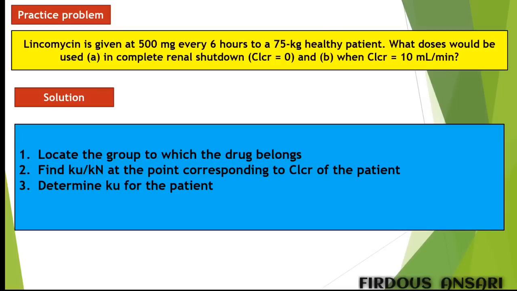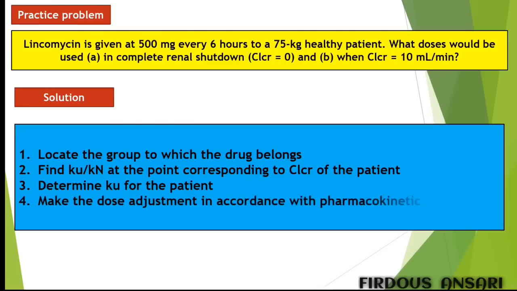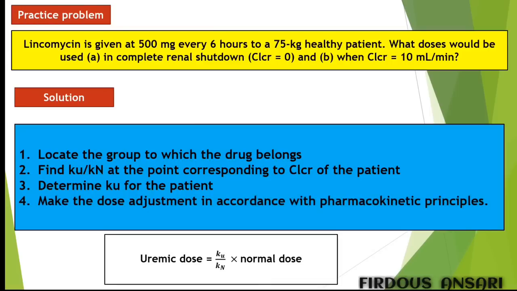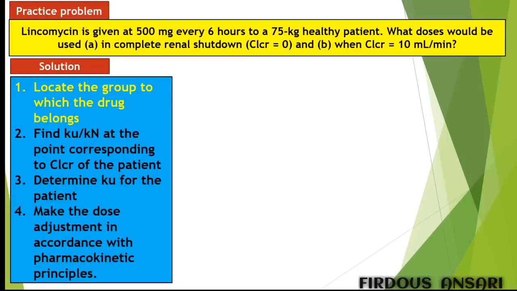So this is the third step, and the last step is to make the dose adjustment in accordance with pharmacokinetic principles. You need to use this formula: uremic dose equals Ku divided by Kn multiplied by normal dose. The Ku value we got from the nomogram, the Kn value we got from the list of drugs provided by Willing and Craig, and the normal dose is 500 mg. So these are the ways by which we can calculate the dose of the drug. We will apply them over here.